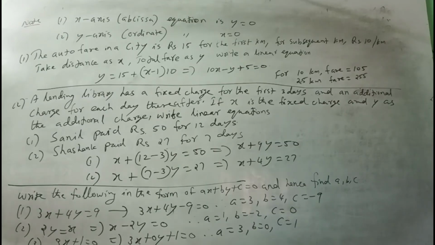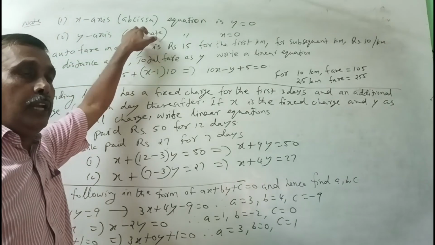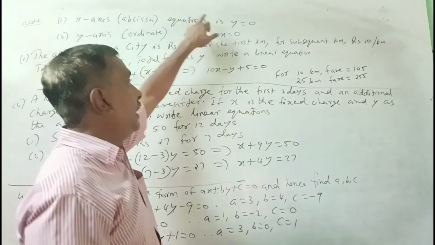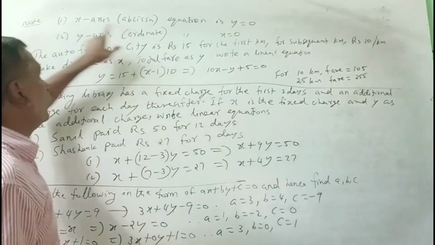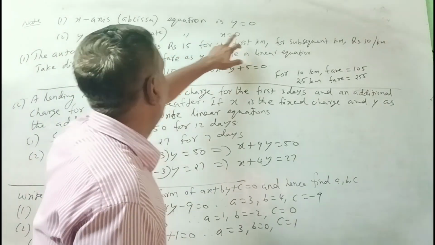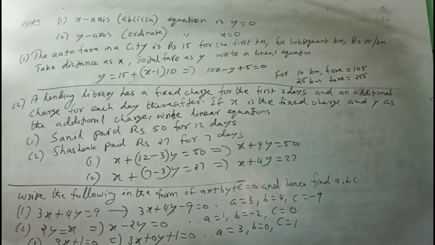There are one or two more questions. So before that, there are two important notes: x-axis or abscissa, which we learned in coordinate geometry. Its equation is y equal to 0. Y equal to 0 is same as x-axis or abscissa. Similarly, x is equal to 0 is same as y-axis or coordinate.